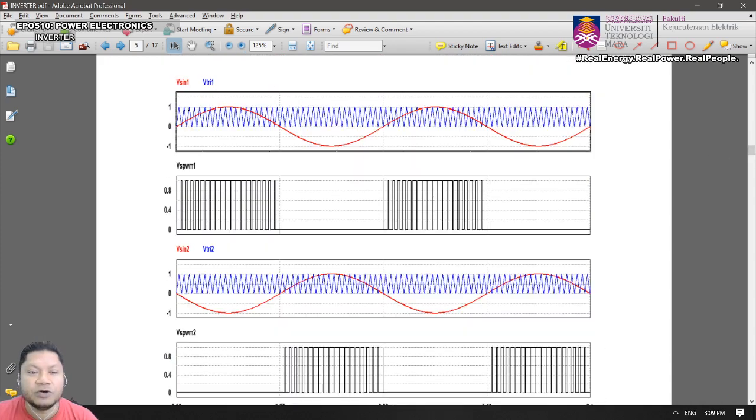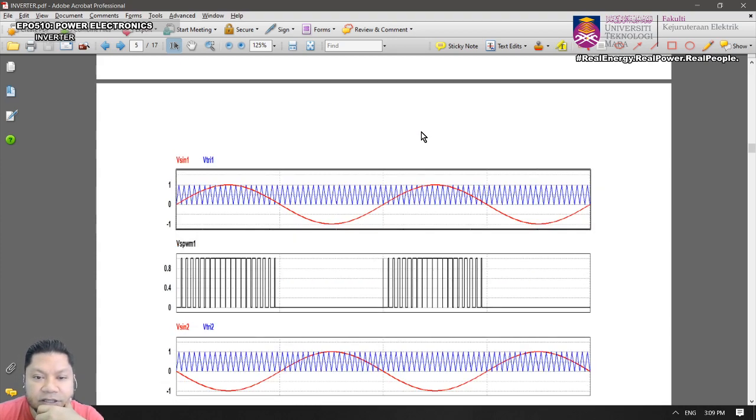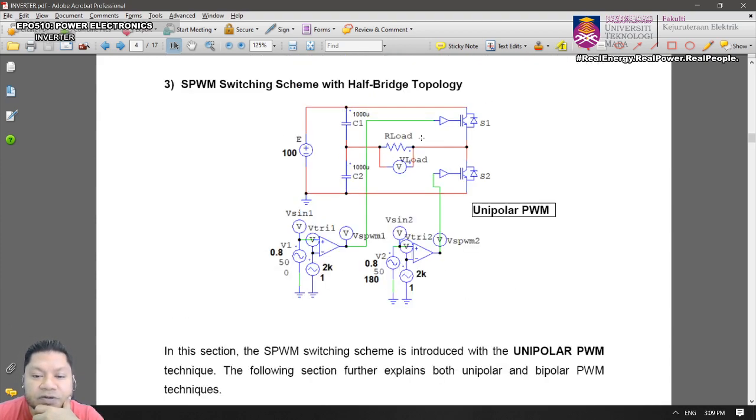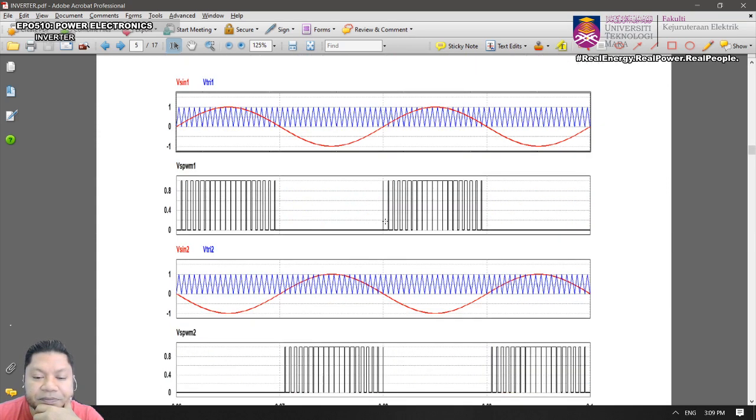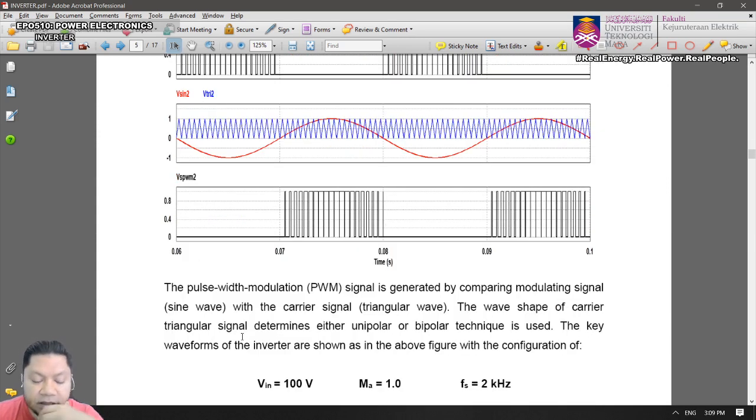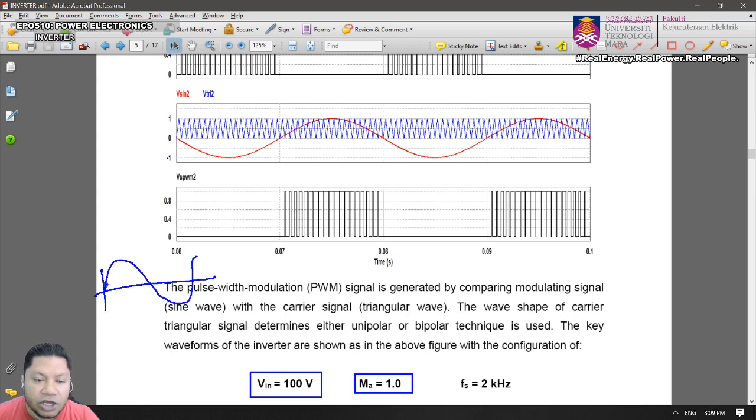Okay, so remember these are sinusoidal signals. Here the frequency is 2 kilohertz. All right, look at this. The input is 100 volt, and the modulation index is 1. So what is a modulation index? Modulation index is the ratio between the modulating signal and your carrier signal.